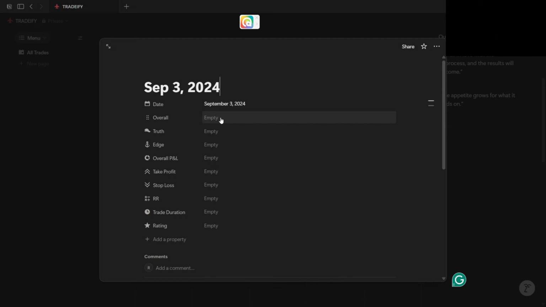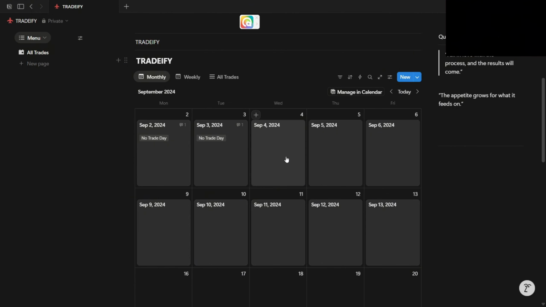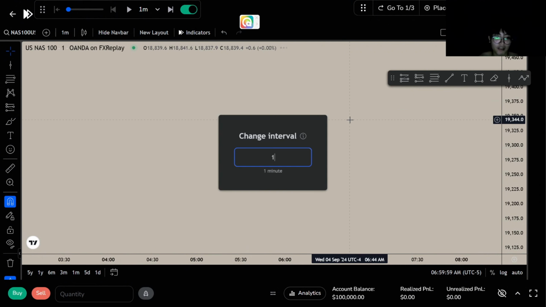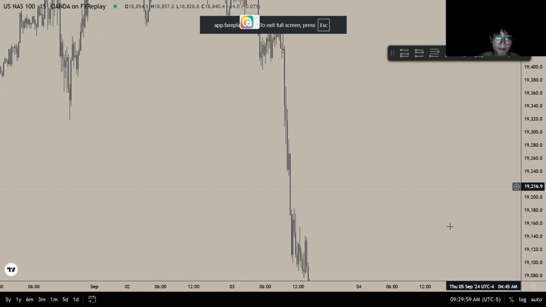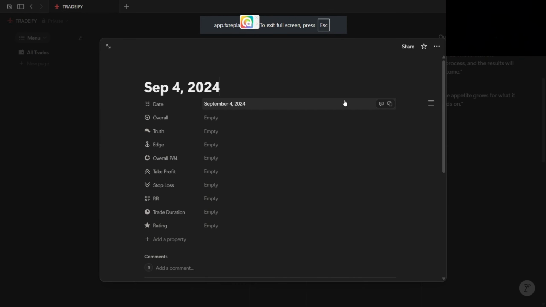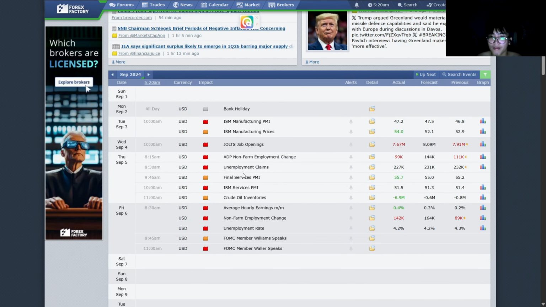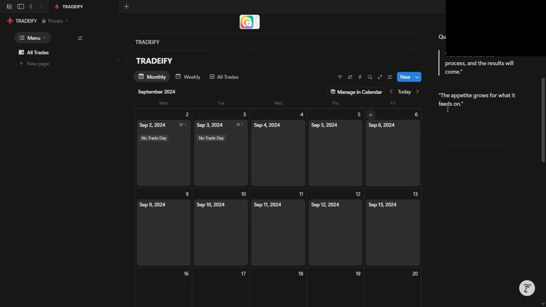So let's just input it on my journal. Let's go to September 4th, the next day's session. All right, market open. Wednesday. So let's see the news on Wednesday. We have 10 a.m. news again.